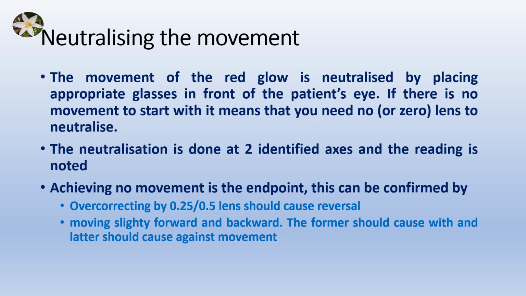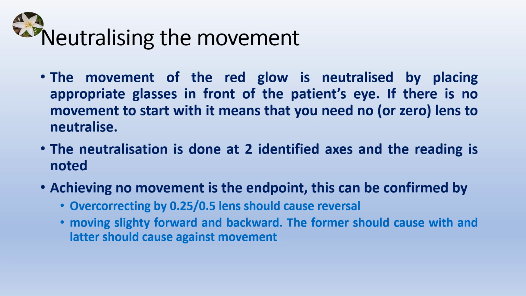The movement of the red glow is neutralized by placing appropriate glasses in front of the patient's eye. If there is no movement to start with, it means that you need a zero lens to neutralize. The neutralization is done at two identified axes and the reading is noted.